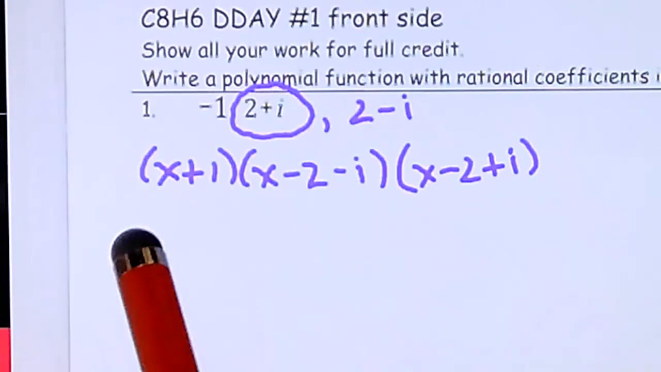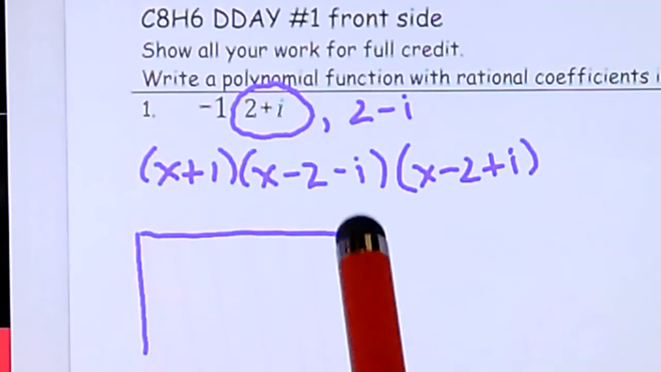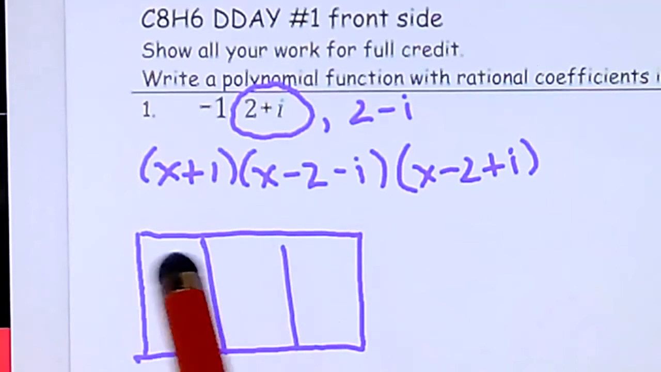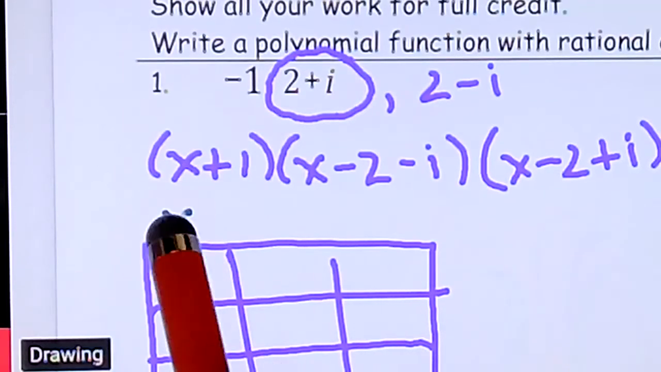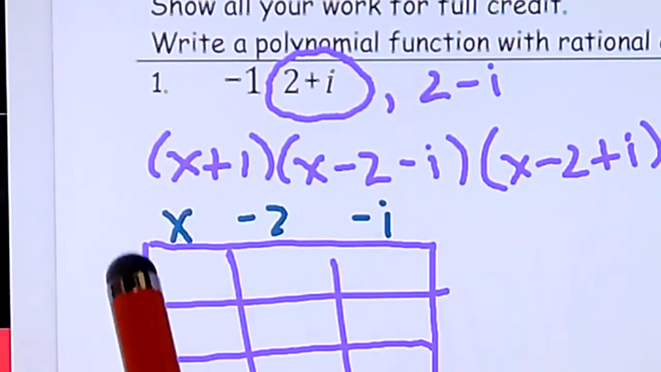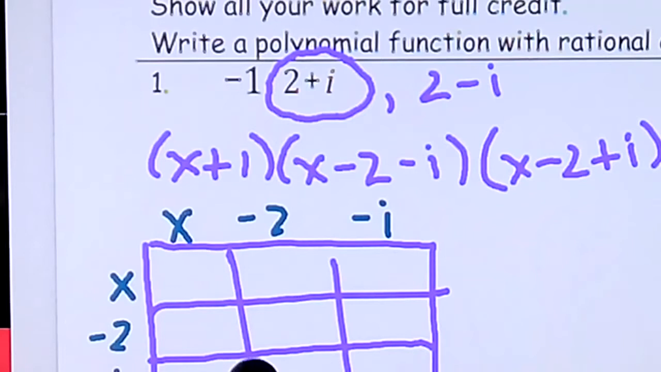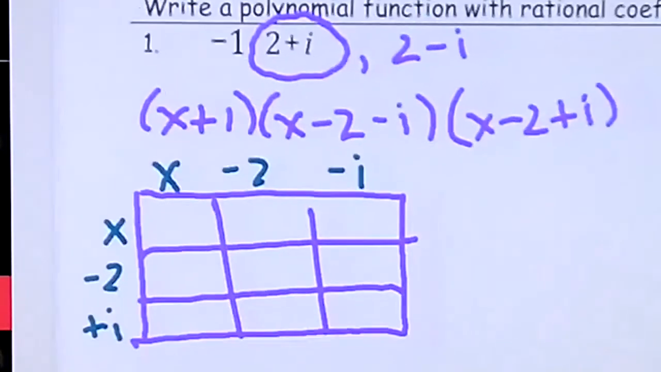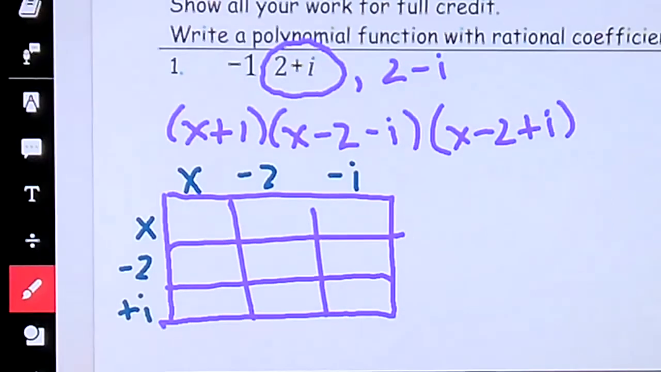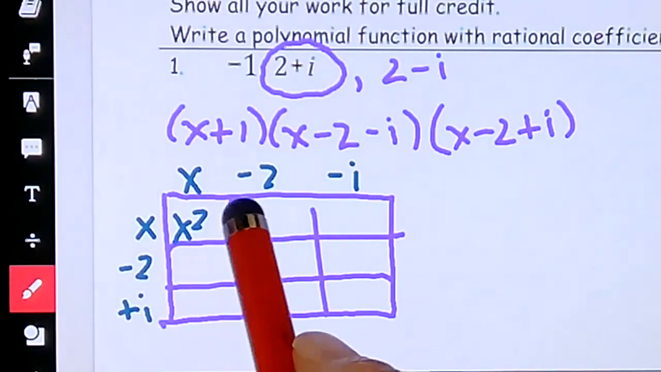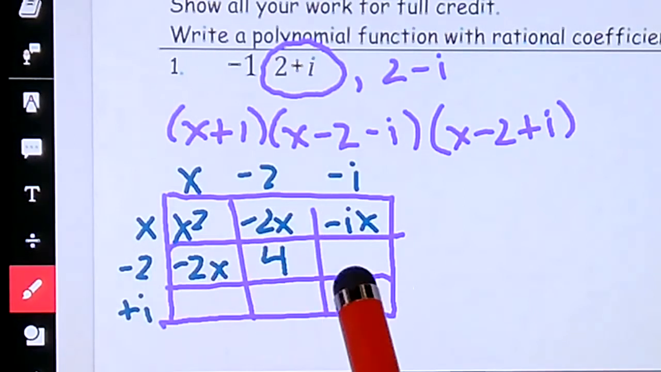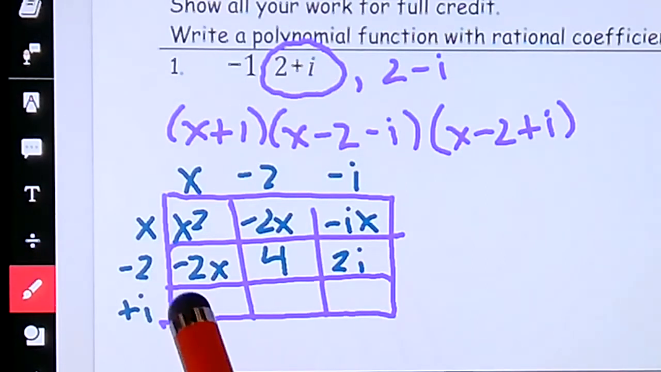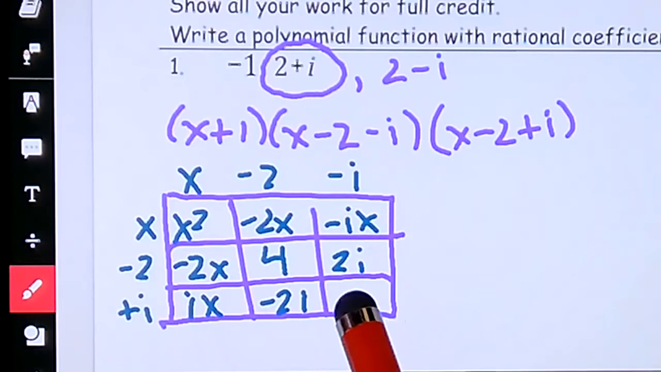Okay, so let me get my box. I'm going to do a 3 by 3 box. So I'm going to have an x minus 2 minus i, an x minus 2 plus i, and then I'm going to multiply this. Let me just get this a little smaller. Okay, so I'm going to get an x squared minus 2x minus ix minus 2x, plus 2i, ix, -2i, and that's an i, and a -i squared.